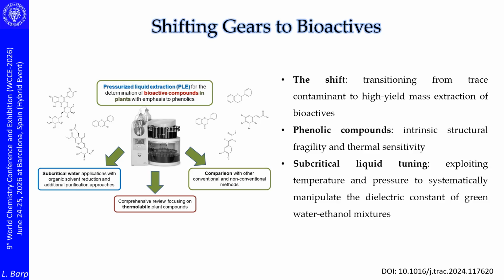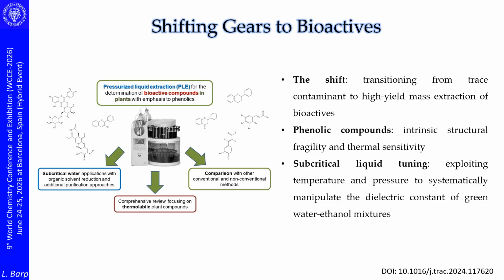Now, let us completely shift gears and redirect our focus toward an entirely different objective, the targeted recovery of bioactive molecules, such as phenolic compounds. In this case, we are dealing with high-polar thermolabile plant metabolites. To ensure exhaustive recovery while strictly preventing thermal degradation pathways, we must exploit the tunable properties of green solvent networks, such as subcritical water-ethanol mixtures.